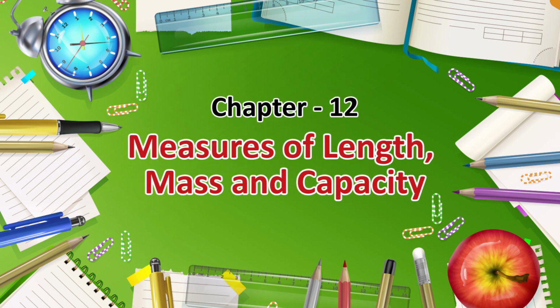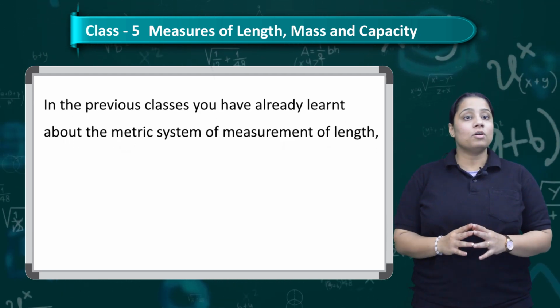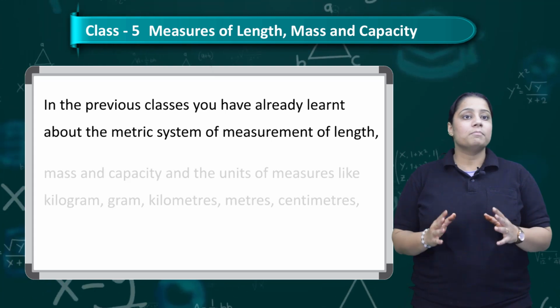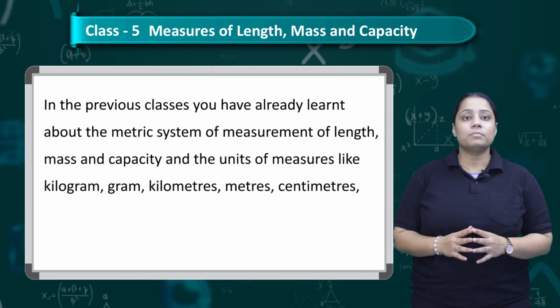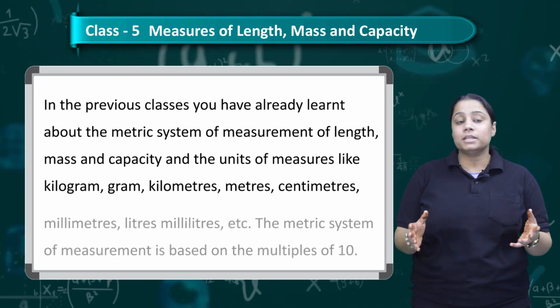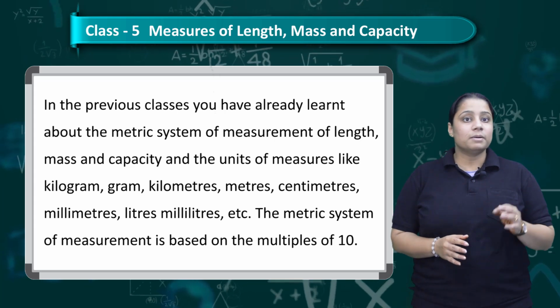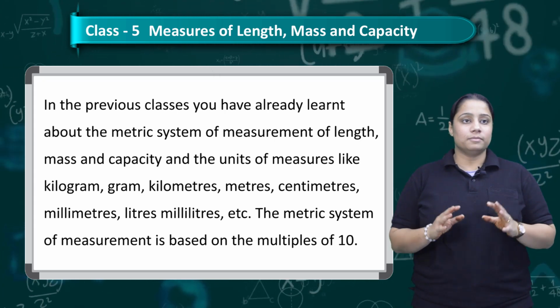Chapter 12, Measures of Length, Mass and Capacity. In the previous classes, you have already learned about the metric system of measurement of length, mass and capacity and the units of measures like kilogram, gram, kilometers, meters, centimeters, millimeters, liters, milliliters, etc. The metric system of measurement is based on the multiples of 10.